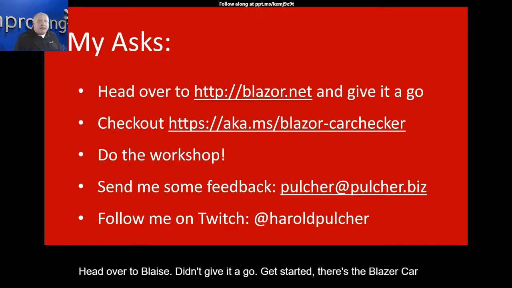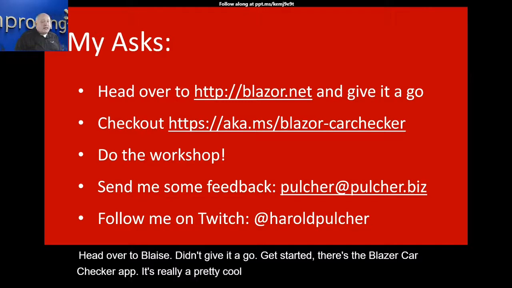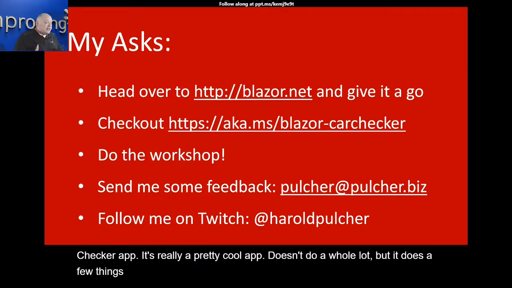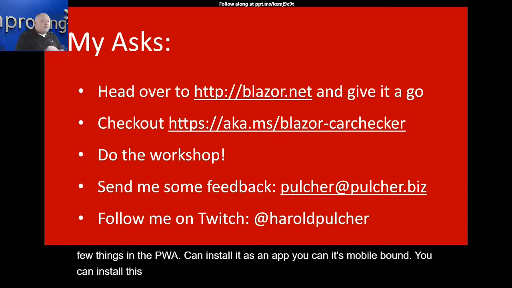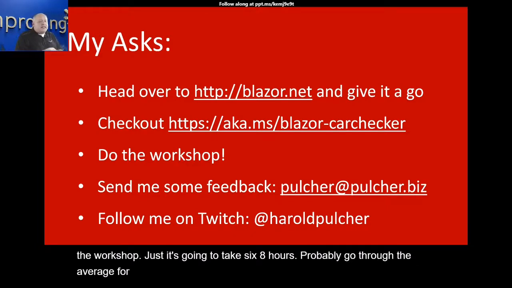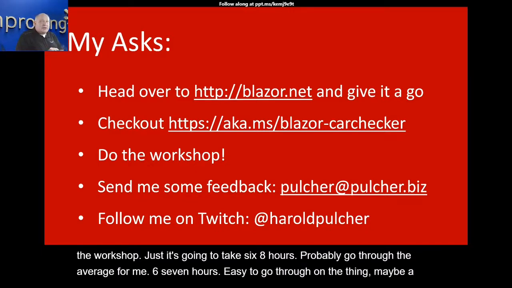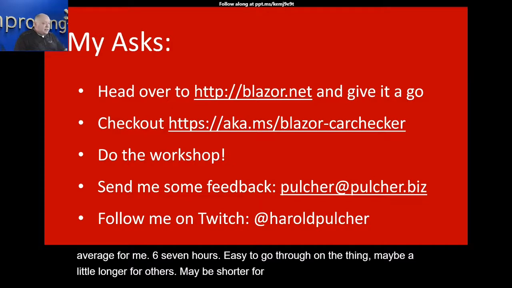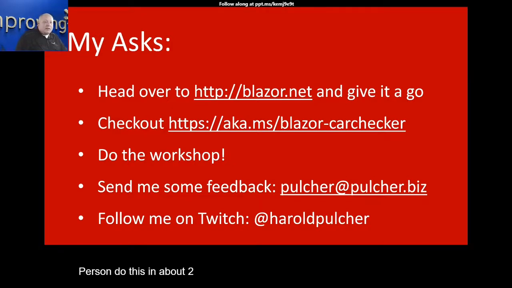There's the Blazor Car Checker app. It's really a pretty cool app. It doesn't do a whole lot, but it does a few things. And the PWA, you can install it as an app. It's mobile bound. You can install this on your phone if you want to and see it work there. Do the workshop. It's going to take 6 to 8 hours probably to go through. The average for me is 6-7 hours easy. Maybe a little longer for others, maybe shorter for some. In fact, I had one person do this in about 2.5 to 3 hours. I'm like, man, you're amazing.